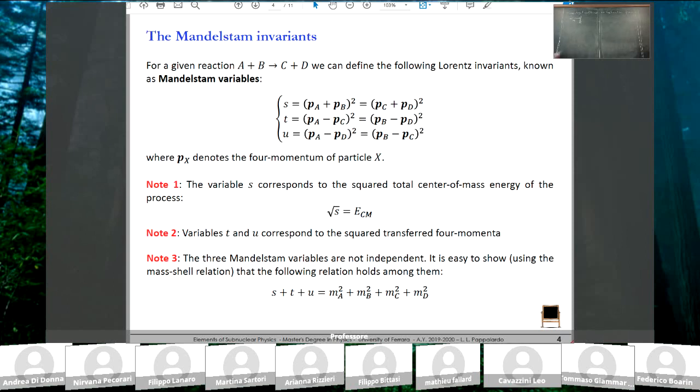So the situation now is quite different. Let's write down the four momenta in this case for particle A and particle B. By definition, for the four momentum the zero component is the energy of A divided by c, and here we have the three momenta of particle A. And since particle A in our hypothesis is our beam particle, this we can also rewrite as the energy of the beam divided by c, and then the momentum of the beam.